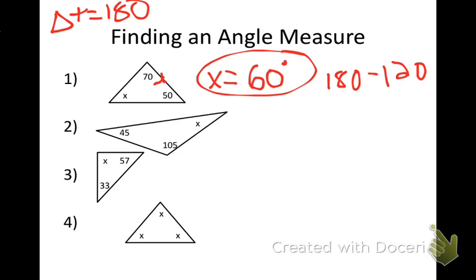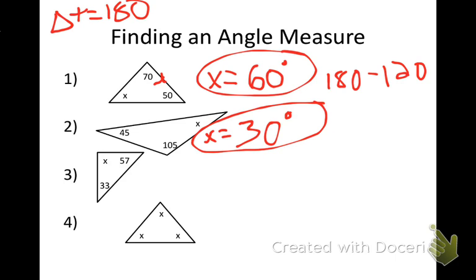What about number two? Still need to find x there. I have an angle of 45 degrees and an angle of 105 degrees. What do you say, Kay? 30 degrees is correct. Nice job. Again, Johnny, what does the triangle add up to? 180. Number three, I have an angle of 33 degrees and an angle of 57 degrees. When I subtract those from 180, I'm going to get an angle of, what do you say, Tina? 90 degrees. Very good.